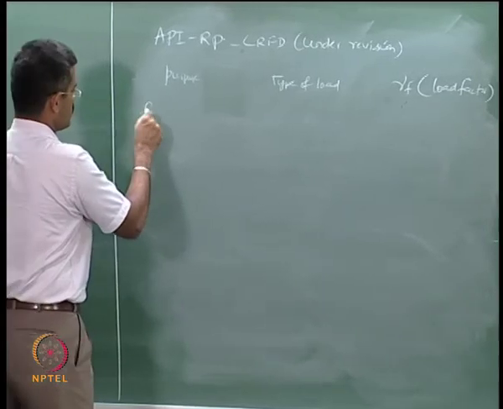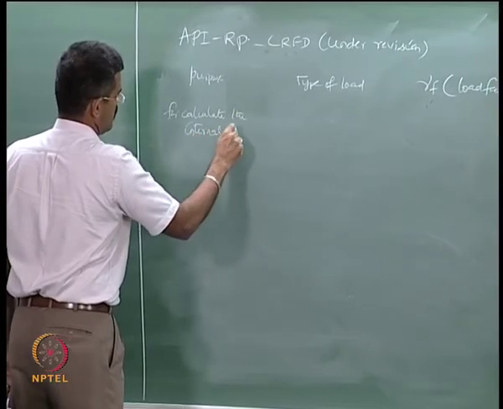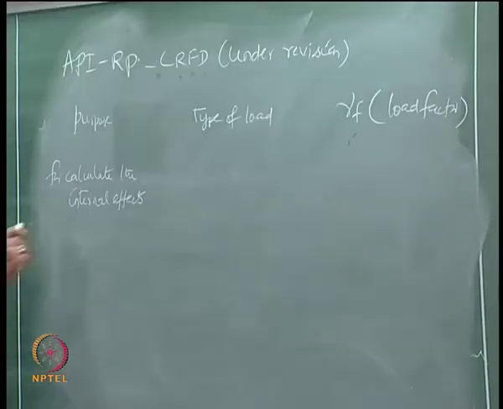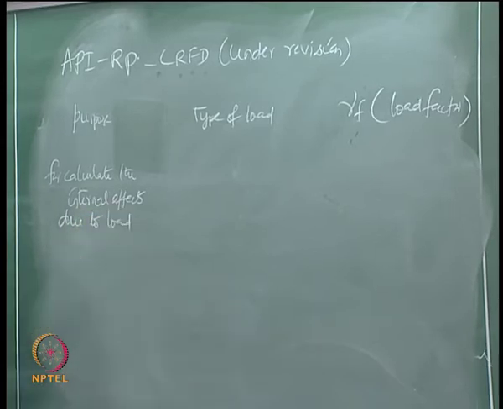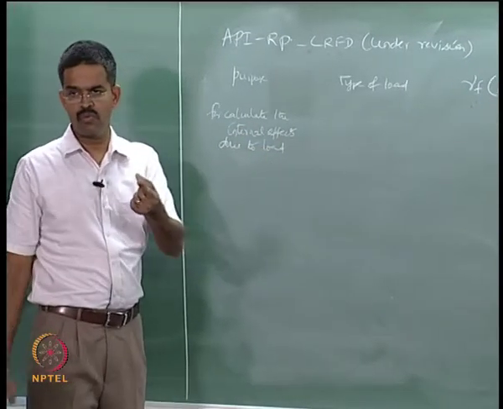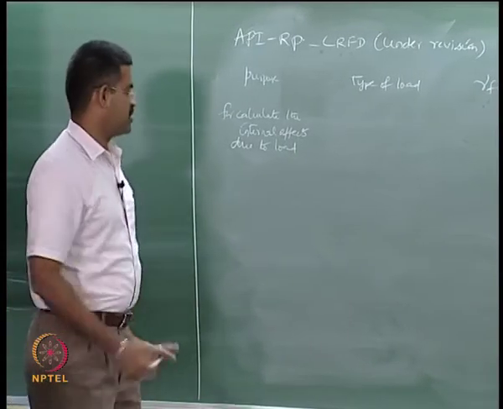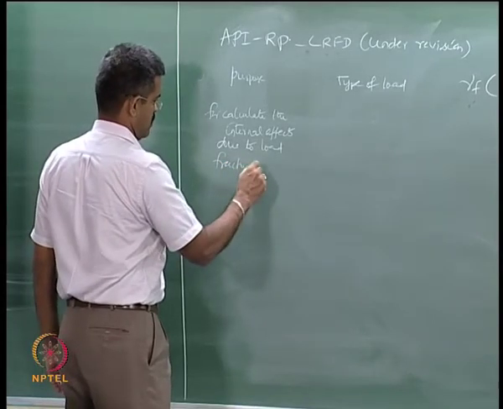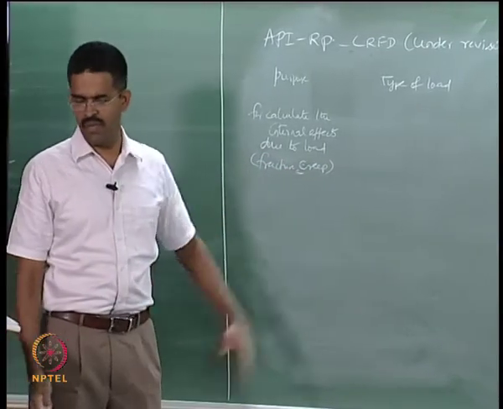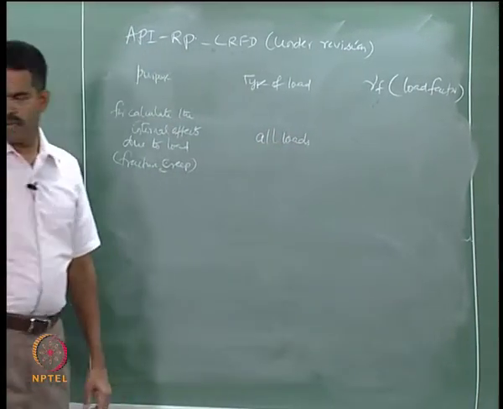We want to calculate the internal effects on the structure due to loads. Can you give me any one classical example of internal effect on structure members due to load? Any one example? Fracture, creep, I mean the examples, internal effect, deformation, it can be many examples. For all loads, use a factor of 1.3.